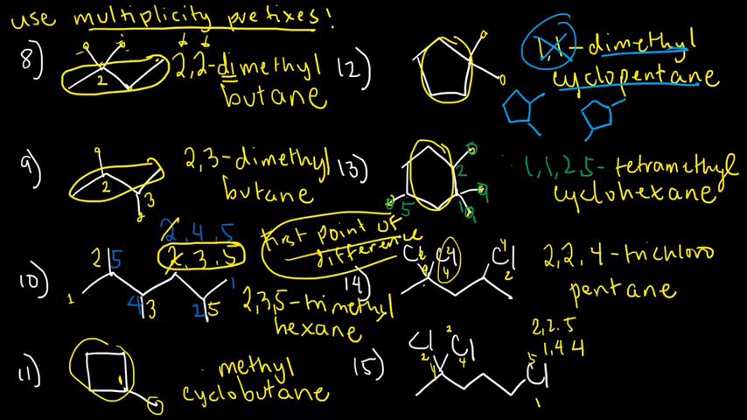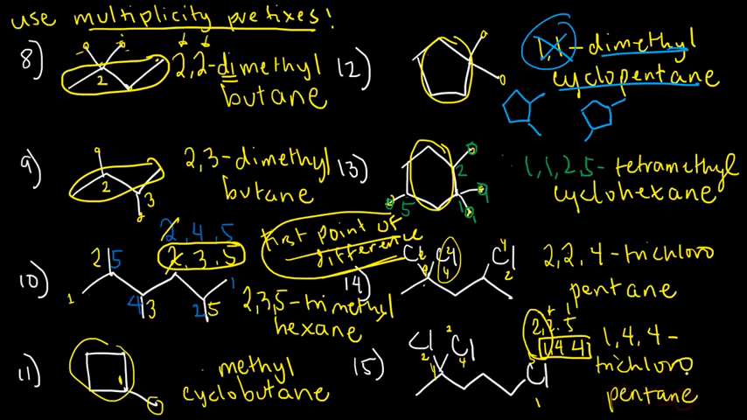When you follow the first point of difference, you always start at the left, okay? So you ignore this and this first. You first compare 2 versus 1. In that case, you already have a winner. Of course, 1 is smaller. So apparently, you use 1, 4, 4 trichloro pentane. And this is where a lot of beginners get things incorrect.